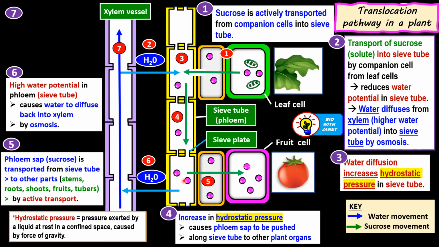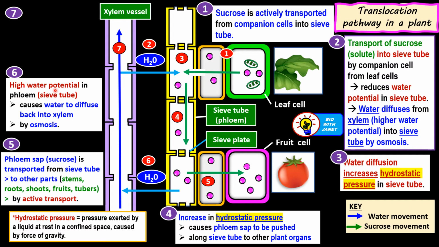There'll be higher water potential in the phloem now, because of the lower solute concentration. That means the condition of the fluid here is rather dilute already. Dilute. And water will diffuse back into the xylem vessels by osmosis, because at this part of the xylem vessels, the water potential is lower than that of the sieve tube. So this is the opposite condition compared to the upper part, right? So water will diffuse back.